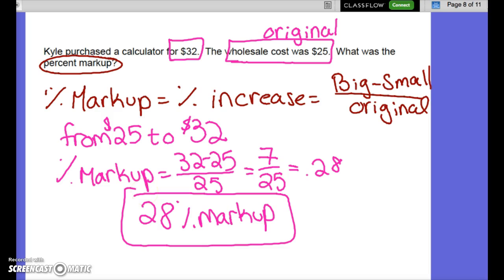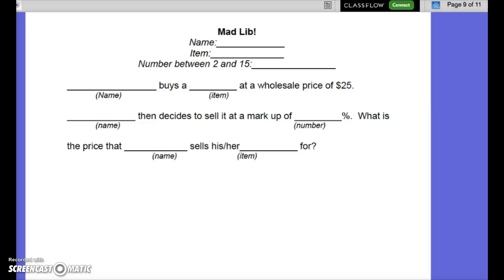The last question is a little Madeline. So you can go ahead and pick two things. So let's pick a name. I'm going to say Mrs. Gibson. An item, oh, let's see. How about shoes? I like shoes. A number between 2 and 15, I'm going to say 10.